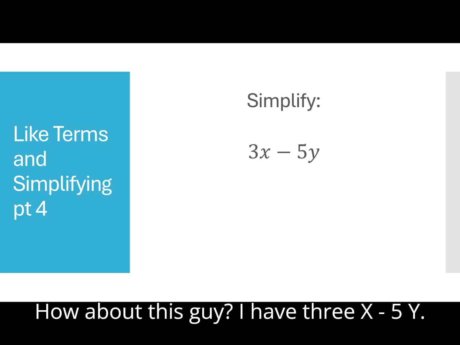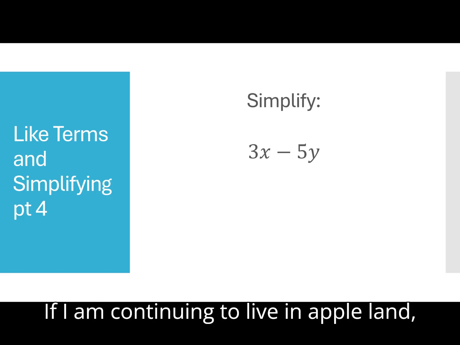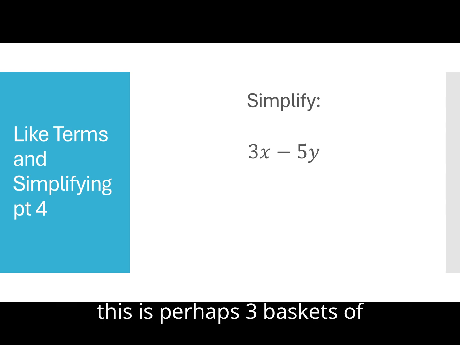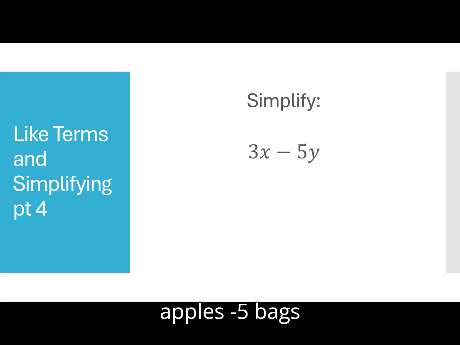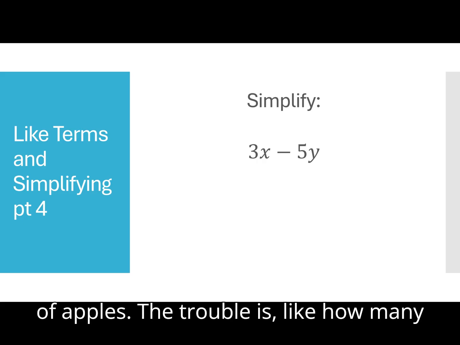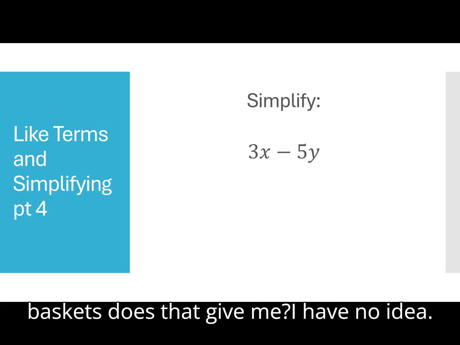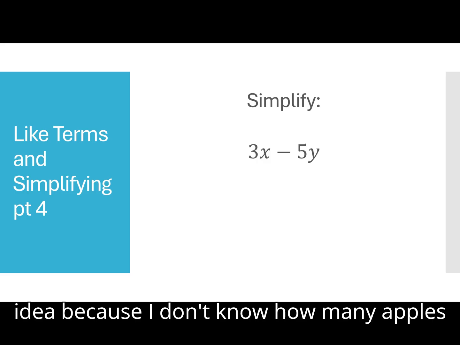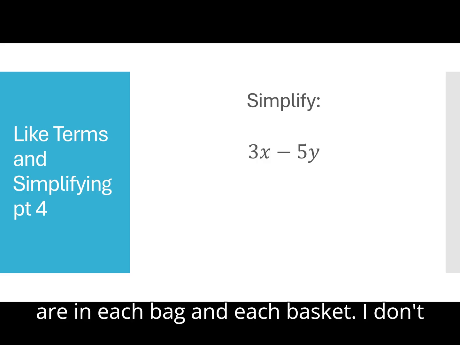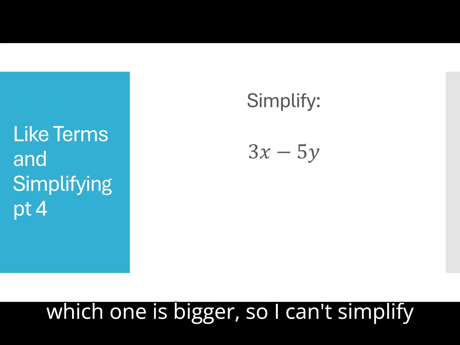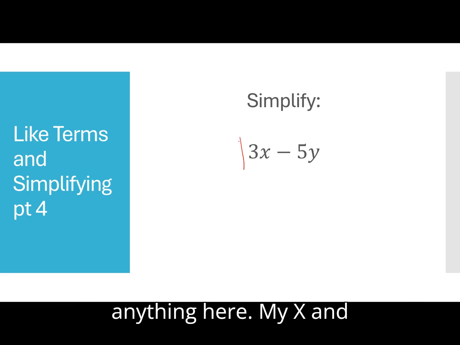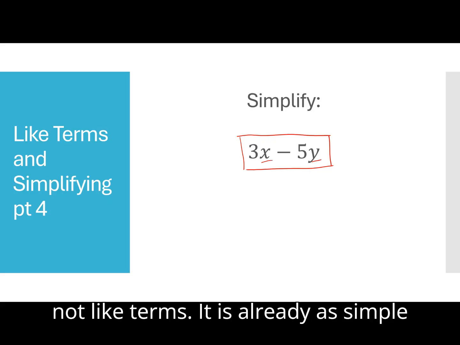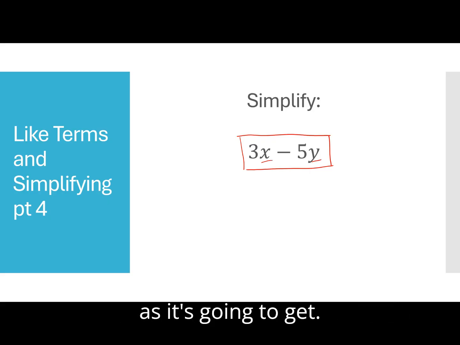How about this guy? I have 3x minus 5y. If I am continuing to live in apple land, this is perhaps 3 baskets of apples minus 5 bags of apples. The trouble is, how many baskets does that give me? I have no idea. How many bags does that leave me? Also, no idea, because I don't know how many apples are in each bag in each basket. I don't know how big they are. I don't even know which one is bigger. So I can't simplify anything here. My x and my y are different variables. These are not like terms. It is already as simple as it's going to get.